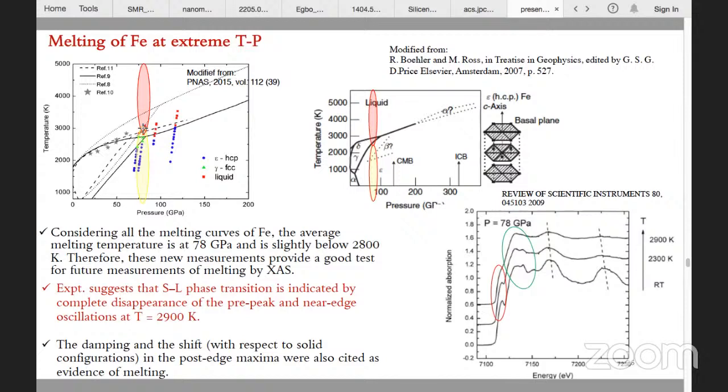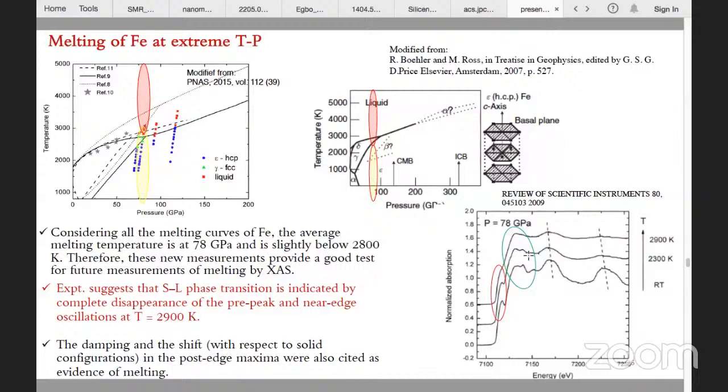Then, some few years back, we discovered an experiment that was done by Prof. Boehler in Germany. Basically, what he did was use this X-ray absorption technique to fingerprint liquid iron. He acquired the X-ray absorption spectrum for iron at room temperature, which is the first one here. Then he acquired the same for the same iron at the same pressure of 78 GPa. He heated the iron to 2,300 Kelvin and acquired the X-ray absorption again, and at 2,900. What he claimed was that at 2,900 Kelvin and a pressure of 78 GPa, certain features of the X-ray absorption are indicative of melting.